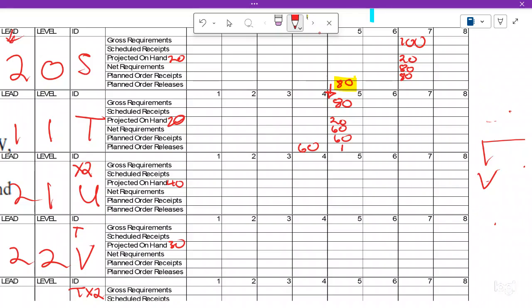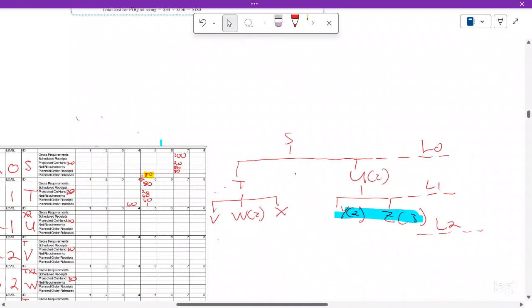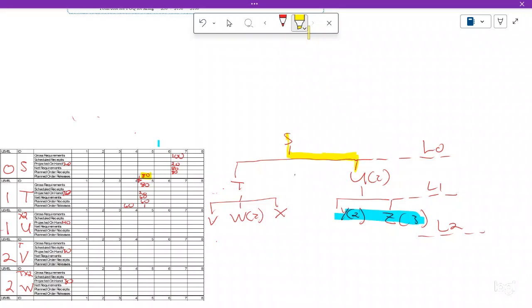So U comes from here. Again, U comes from S. How do we know that? You come here, you can see that U comes from there. You see that?